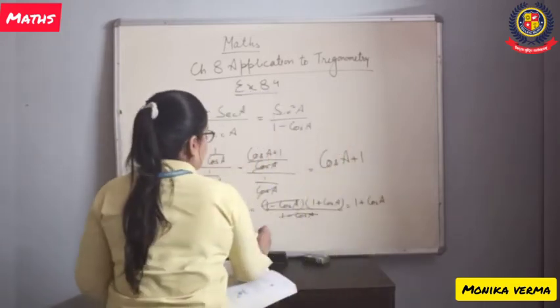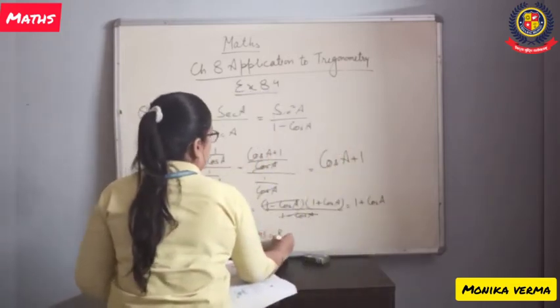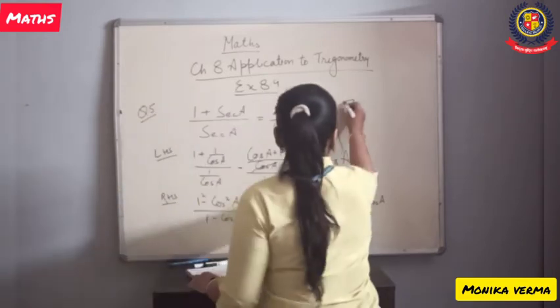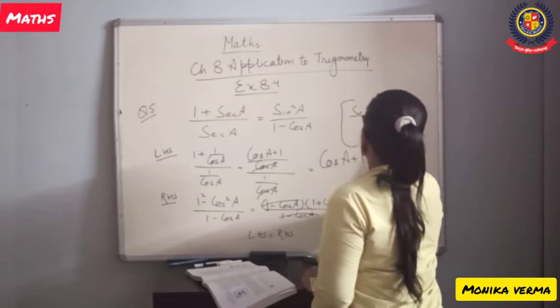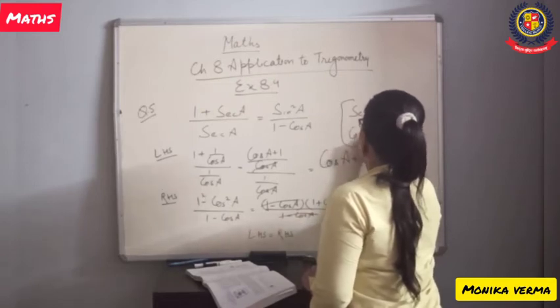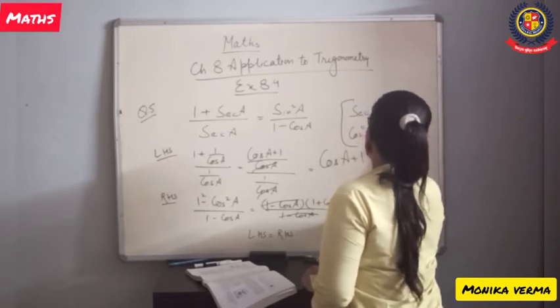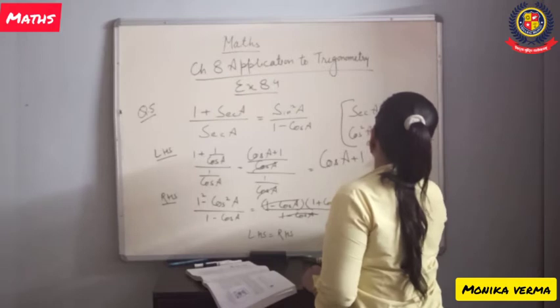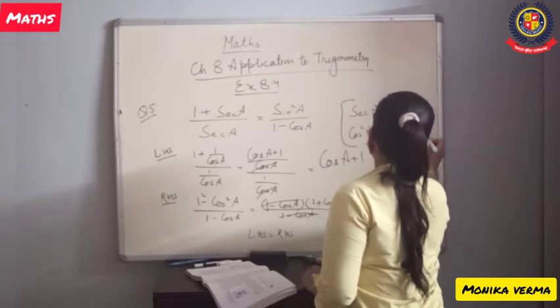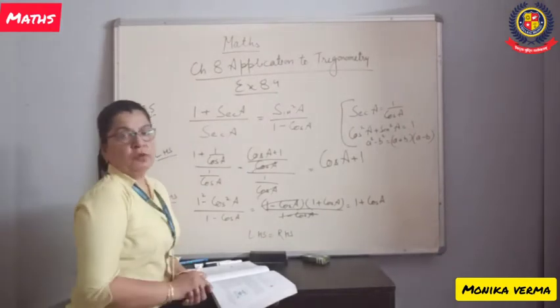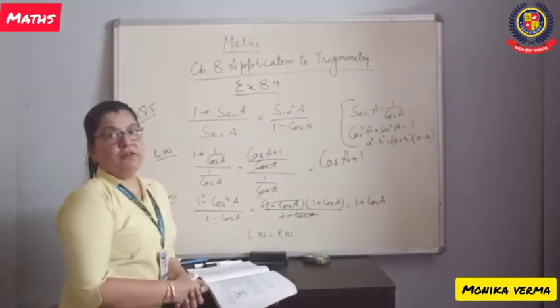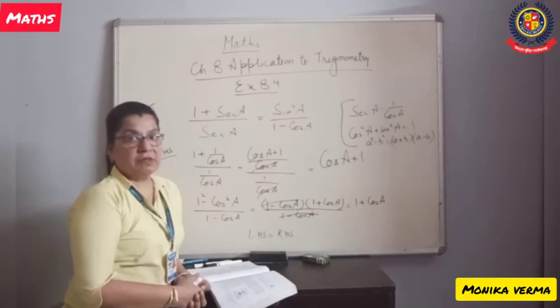So, we can write LHS is equal to RHS. And here we will write sec A is equal to 1 upon cos A. Cos square A plus sin square A is equal to 1. A square minus B square is equal to A plus B, A minus B. Whatever we are using, we have to write. We have to show whatever identities, whatever formulas we have used.